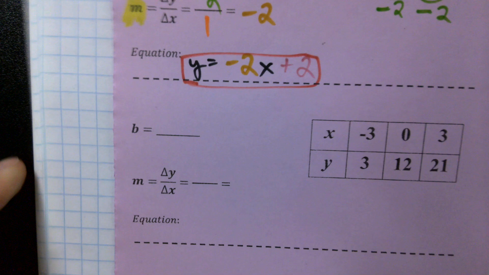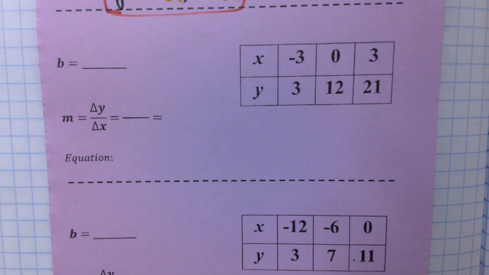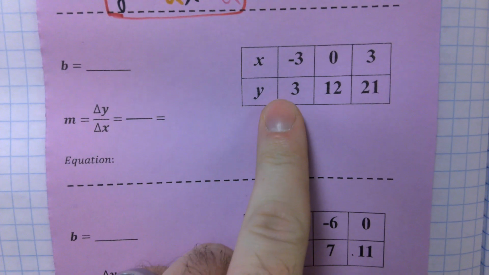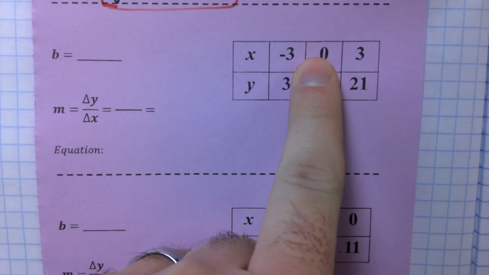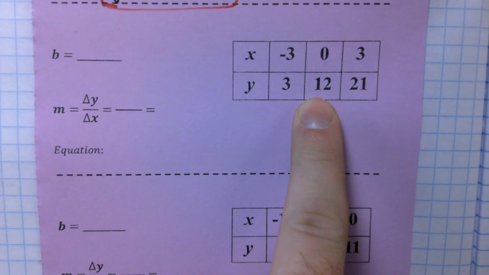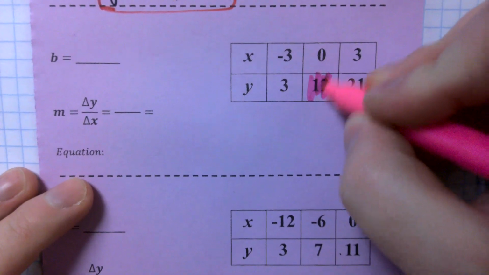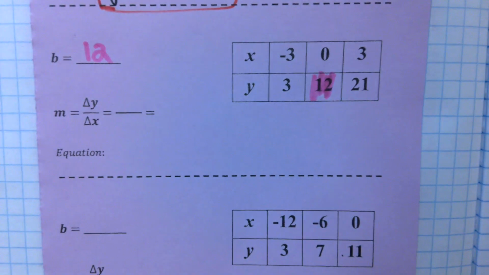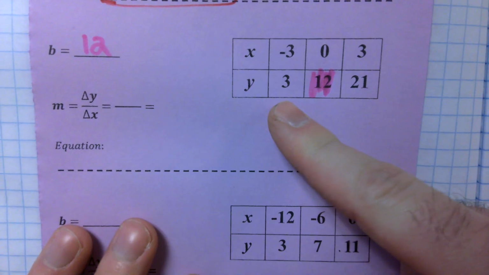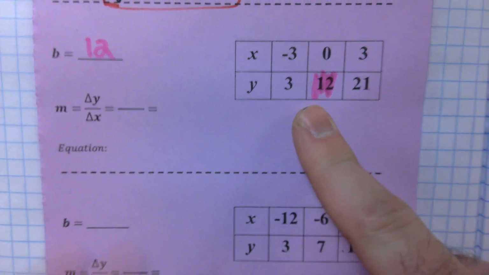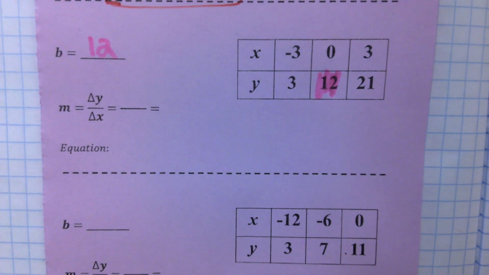Perfect. Look at this second table. Do you guys see an x value of 0? Yeah. Is it this first one, second one, or third one? Second one. I'm going to look directly below that. What do I see? 12. That is my B. It's not just the first y value that you see. A lot of us put 3 there. It's the y value under my x value of 0.